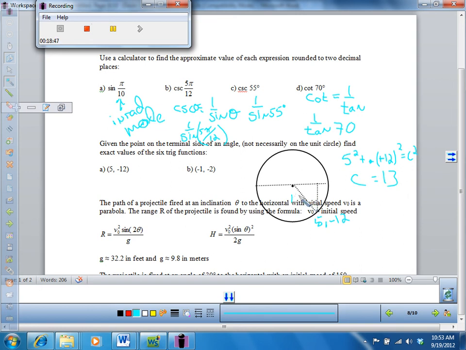Okay? So then to find the six trig functions, sine of theta is equal to negative 12 over 13. Cosine is 5 over 13. Tangent is negative 12 over 5. And then you just flip all those. Flip this to find the cosecant, flip this to find the secant, and flip this to find the cotangent. Okay?